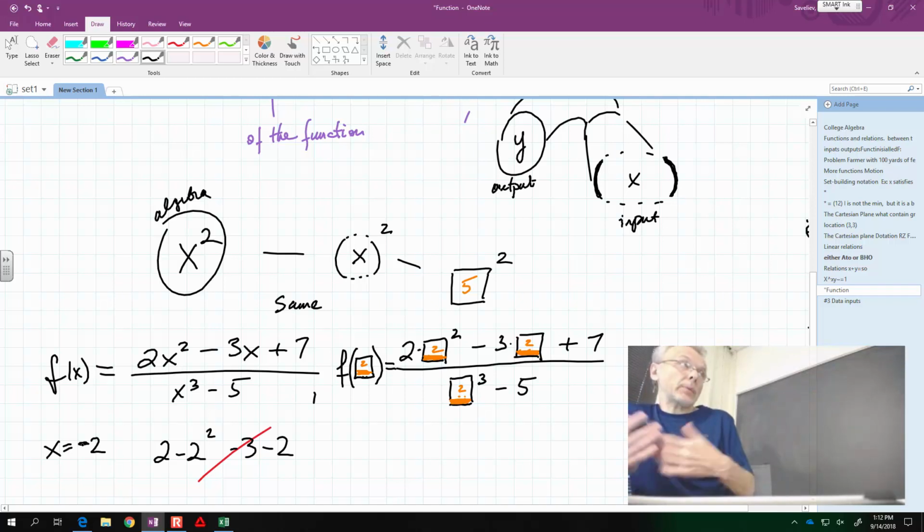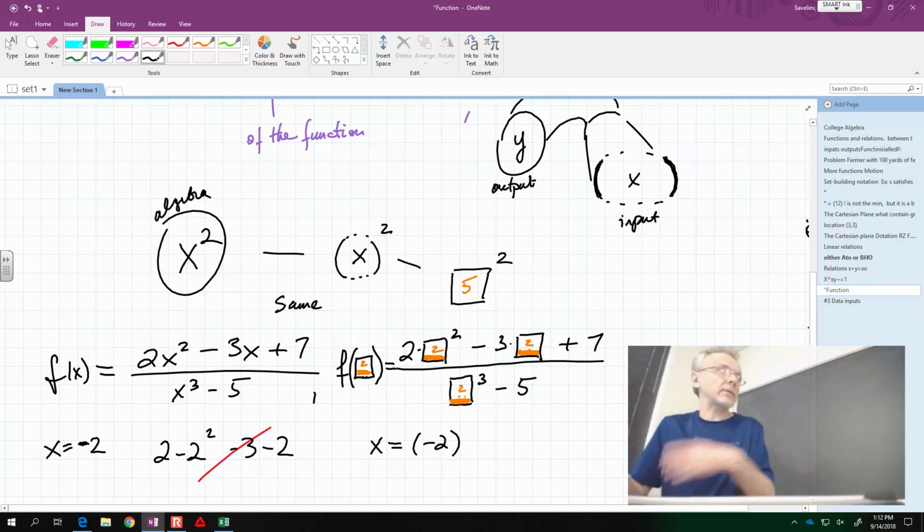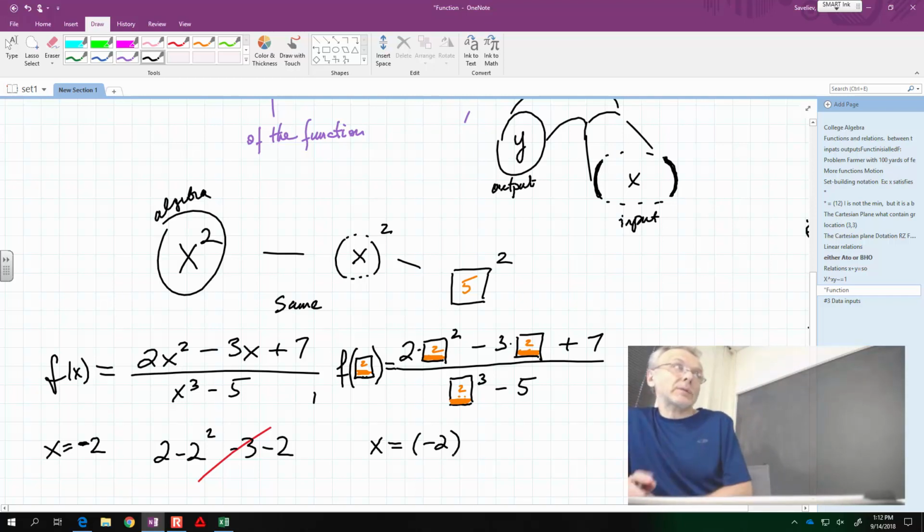And why? Because what's the way out of it? Use parentheses. So x is not equal to -2. Think about x equal to -2 in parentheses. It's the same thing, right? So -2 in parentheses, same thing. But it will save you a lot of trouble if you just keep parentheses as much as possible, for as long as possible. Then there is no trouble.